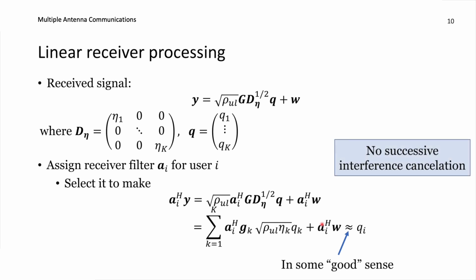Note here that we are applying this receiver filter for one user only. There is no concept of successive interference cancellation. One could in principle add that on top of what we're describing here, but we will refrain from doing that to not make it overly complicated. So we are taking y, we select one receiver filter for a particular user, and then we only care about making sure that this inner product becomes very similar to that user's signal.